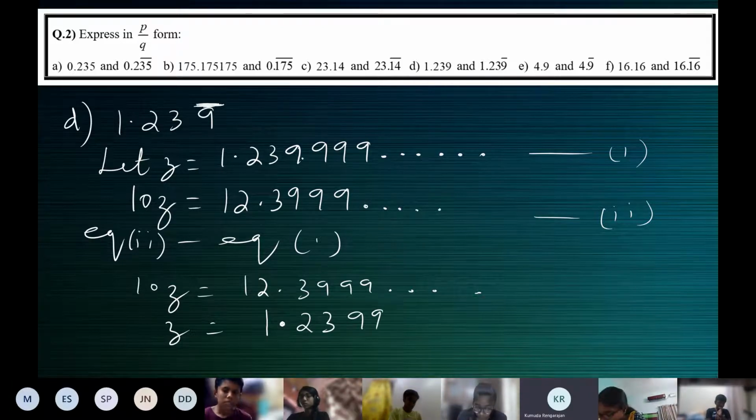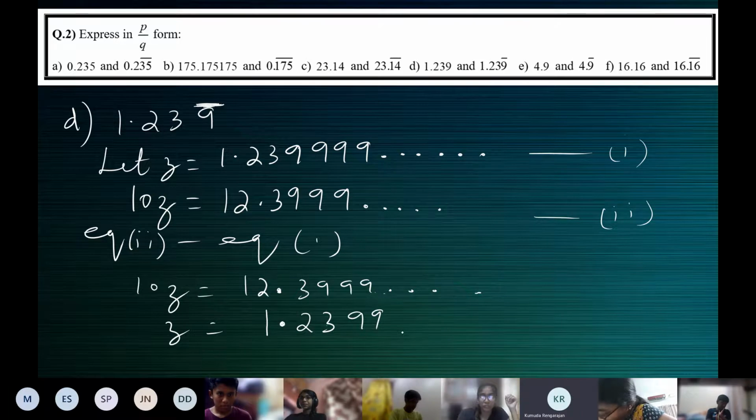Now you'll tell me, in Z we have 4 nines, why have you written only 2 here? See here, in this equation Z, we have 1.2399999. You have written 4 times, and only 2 times here. That's enough, because after the decimal point here I have 1, 2, 3, 4 digits. Here also, after the decimal point, I'm just trying to have the same 4 digits. 1, 2, 3, 4. Enough.